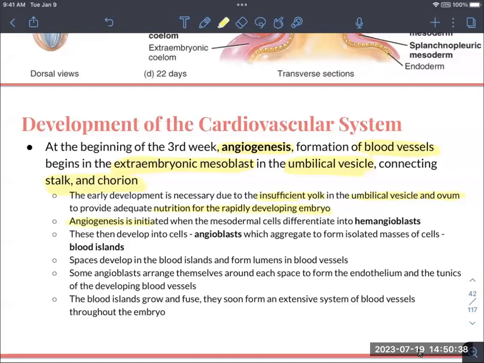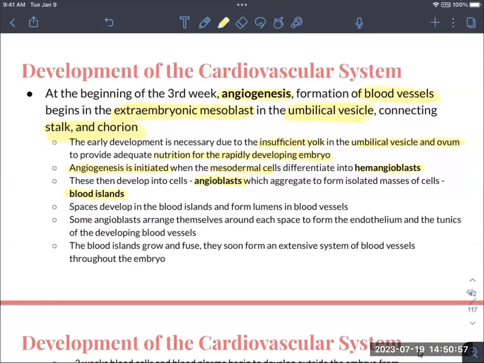So that angiogenesis gets initiated pretty quickly by those mesenchymal cells that differentiate into hemangioblasts. That'll develop into angioblasts, which will eventually form blood islands. These spaces in these blood islands are going to form blood vessels. The angioblasts help these different tunics develop into blood vessels. These blood islands grow and fuse together. They create this extensive system of blood vessels through the embryo.